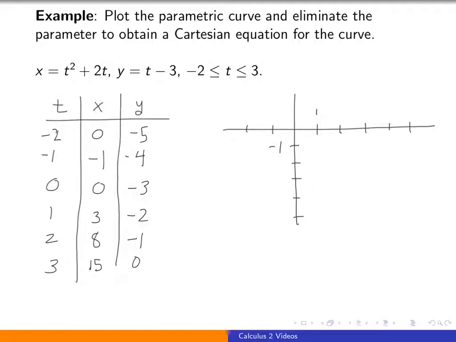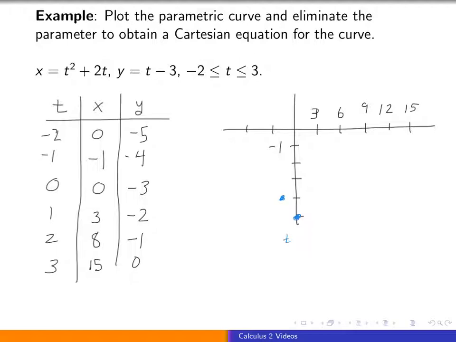And we now need to plot these points in the coordinate system to the right. So in this coordinate system to the right, we're going to let each dash in the x direction represent 3 units. And in the y direction, we'll let each dash represent 1 unit. So corresponding to t equals -2, we get the point 0, -5. Corresponding to t equals -1, we get the point -1, -4.